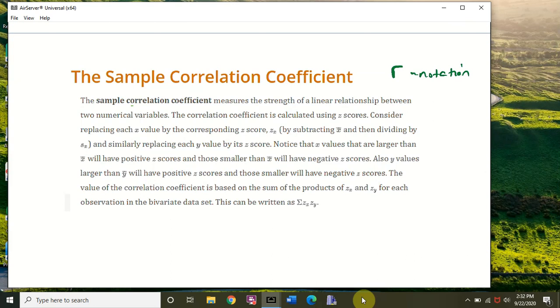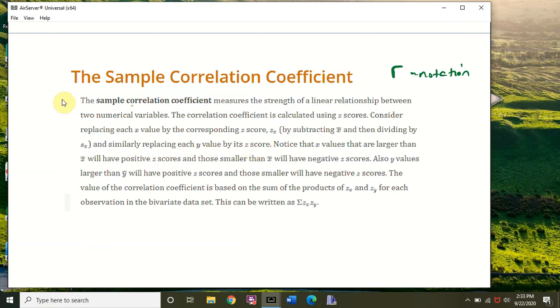Consider replacing each x value by the corresponding z-score, z sub x. That's done by subtracting the average from the actual x value and then dividing by the standard deviation of the x values. And similarly, imagine replacing each y value with its z-score.